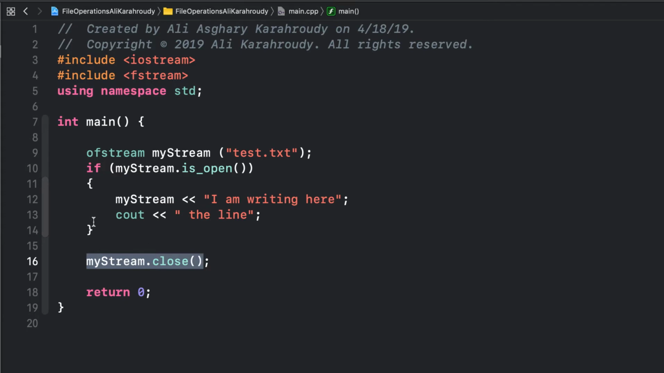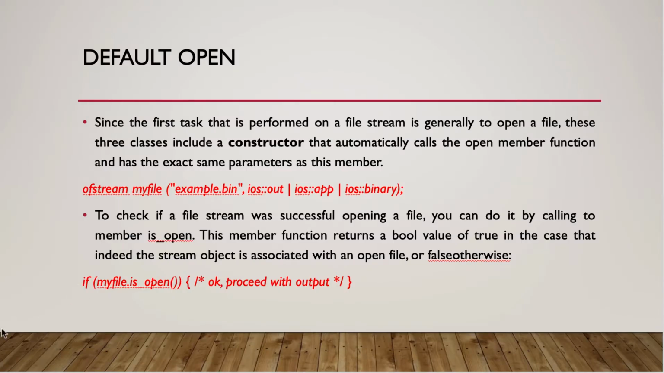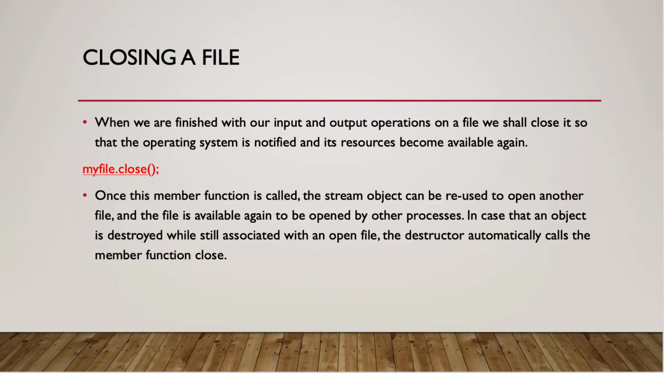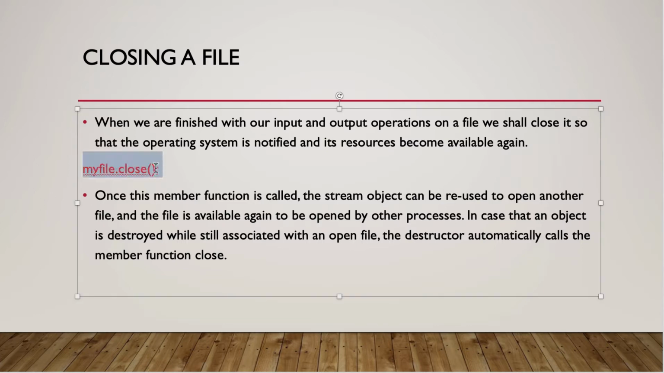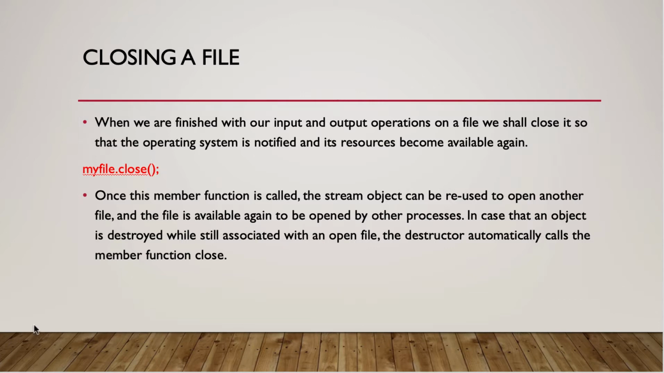So when we are finished with our input, let me go back and have these guys up and talk about it over here. Yes, when we are finished with our input and output operation of the file, we have to close it. It's as simple as using the close method of the fstream or istream or iostream, which basically closes the file and makes it available back to the operating system or other files that may want to use this file. So that's pretty much the easiest step.